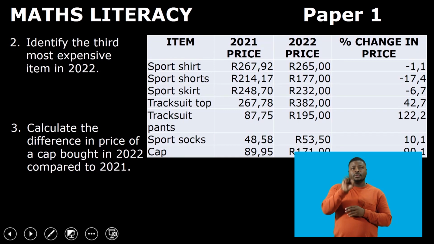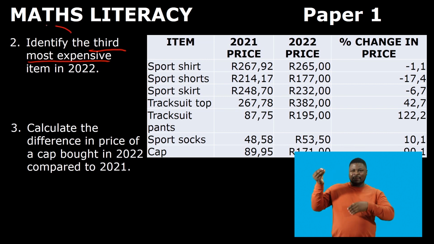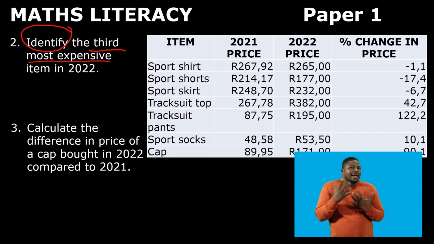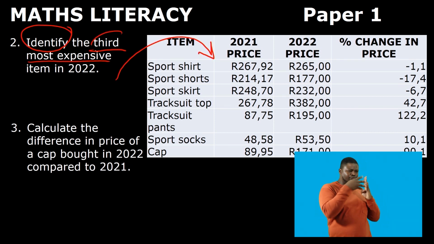Then question 2, identify the third most expensive item. Now the action word here is identify, meaning you need to go into the table and look for the third most expensive item. Do not list the most expensive and then the second and third. Only write down what is expected from you, and that is the third.